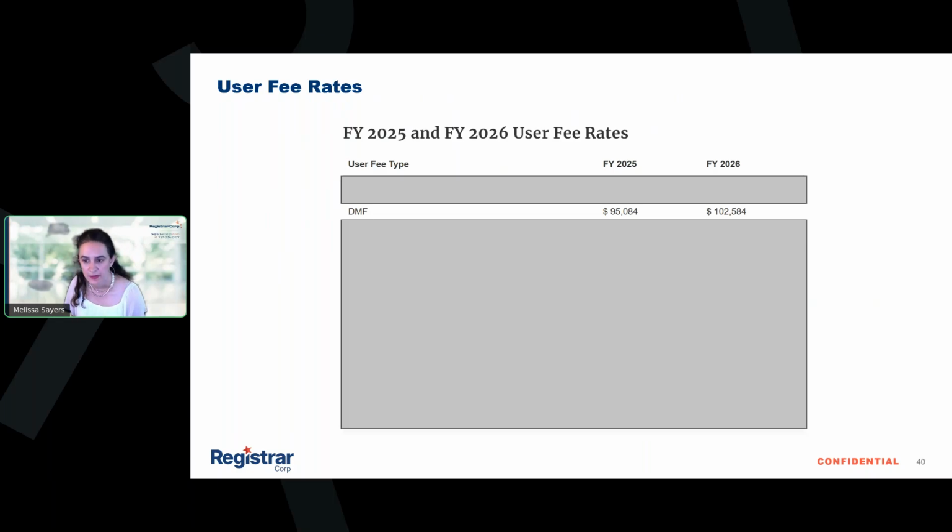Master files that are first referenced prior to October 1st incur the rate under fiscal year 2025. That rate is about $95,084. Starting October 1st this year, the master file, when it's first referenced, will incur the fee under fiscal year 2026. The fiscal year 2026 fee rate is $102,584. Wow. So this fee has really gone up since it started in 2012. Now it's over $100,000.